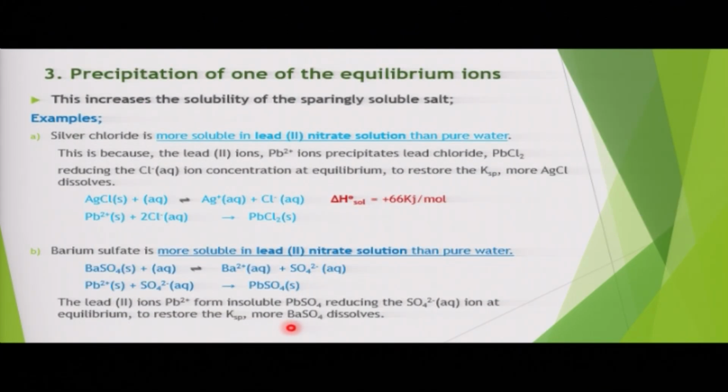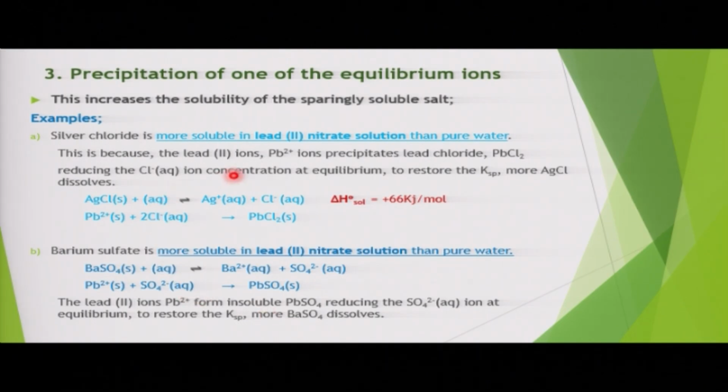The third factor we have to look at is precipitation of one of the ions at equilibrium. Precipitation, formation of another salt, which is totally different from what has been dissolved. That is what we mean by precipitation in here. Example, still using silver chloride, I want you to understand how these factors affect silver chloride, for instance. Then you transfer the knowledge to another sparingly soluble salt.